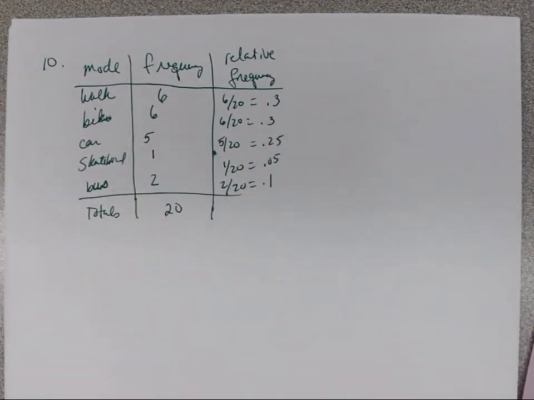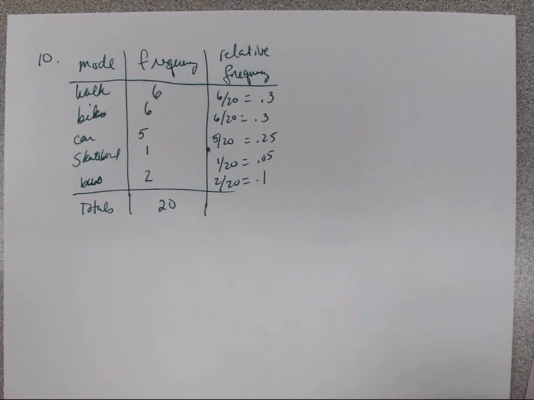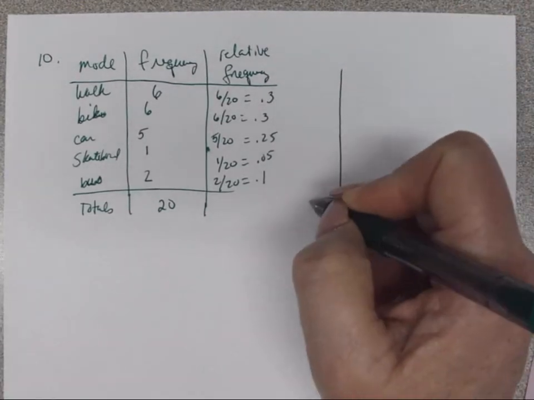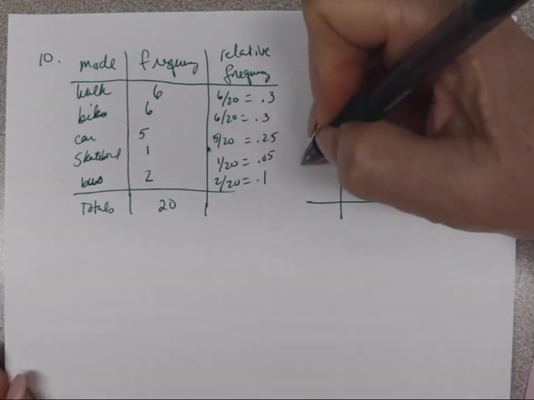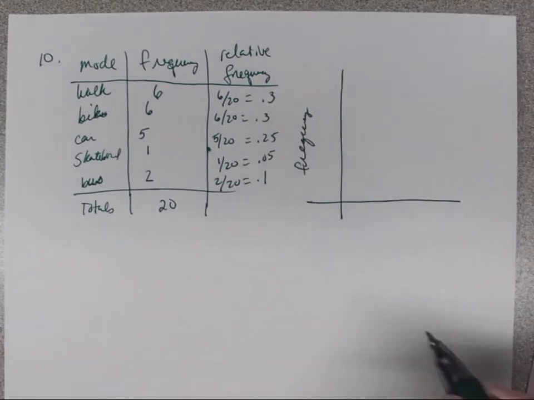Now the other thing that we need to know how to do is create a bar graph for this. Remember, a bar graph does not touch. So the different bars don't touch each other for a bar graph. We're going to have our frequency. We're going to do frequency, not relative frequency here.